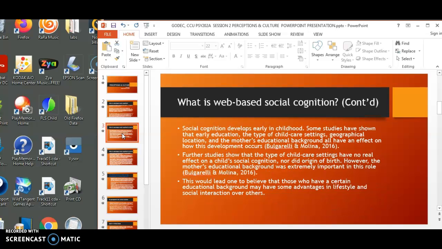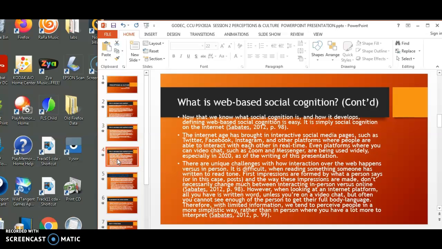Social cognition develops early in childhood, and so this is something that we get from our backgrounds and from our upbringing. A lot of times it also has to do with the education of the mother, who uses whatever she's learned in her child rearing. Certain educational backgrounds definitely has some advantages in lifestyle and social interaction over others. So this will definitely be something that affects how one views the world around them.